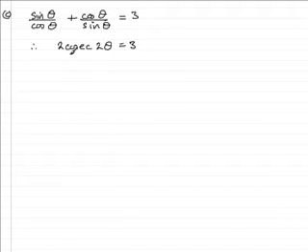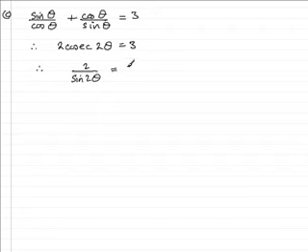Next, if I'm going to use the calculator, cosec is not going to be on the calculator, so I'm going to change that to 1 over sine 2 theta. Cosec 2 theta is 1 over sine 2 theta, so that becomes 2 over sine 2 theta, and that equals 3.